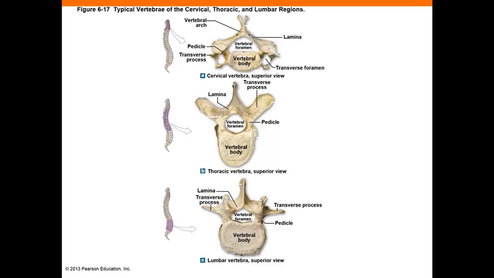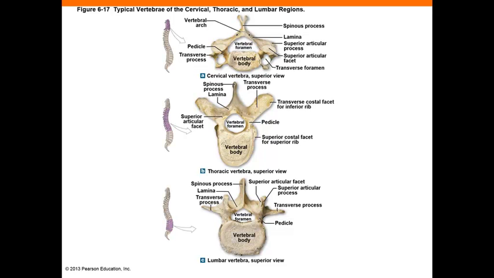The transverse processes project laterally or dorsolaterally from the pedicles, and the spinous process projects posteriorly from the lamina. The inferior and superior articular processes arise at the junction of the pedicles and the laminae on both sides of the vertebrae. Vertebrae contact one another at the articular facets, and they form the intervertebral foramina.